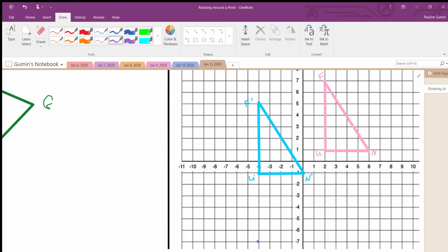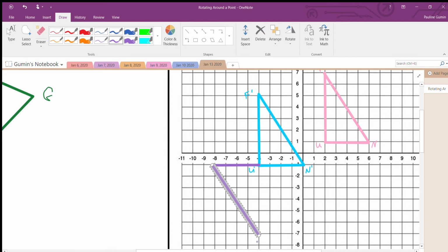I'm going to do the same thing for N. N is 1, 2, 3, 4 away, so 1, 2, 3, 4. And U stays where U was because we're rotating about U. I'm going to use my mouse since for some reason my stylus isn't working. And let's connect these points. And we have our finished triangle. Fantastic.